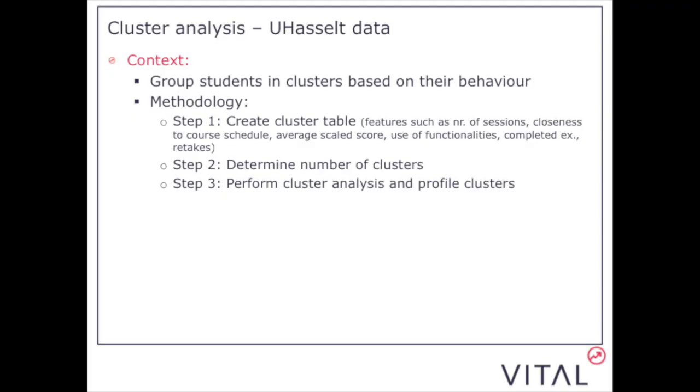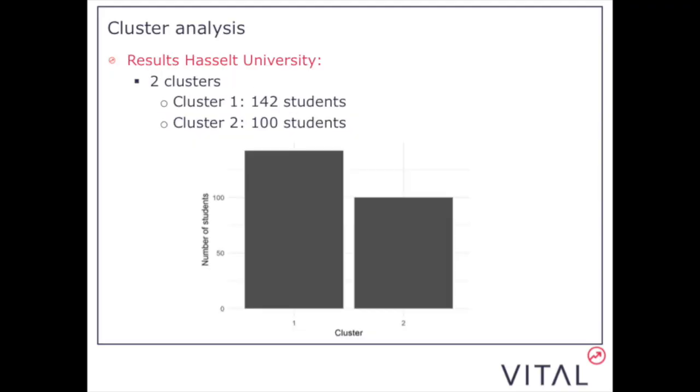Okay, thank you, Victoria. I will now give some results of the cluster analysis for the EU Hasselt data. In the cluster analysis, 2 clusters were identified, one having 142 students and another one, a smaller group of 100.